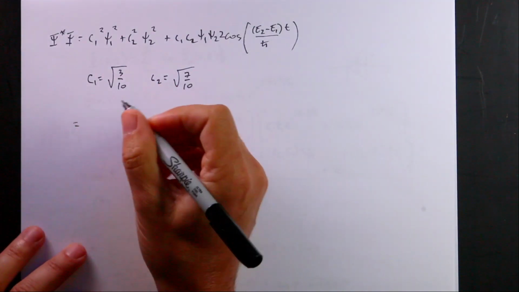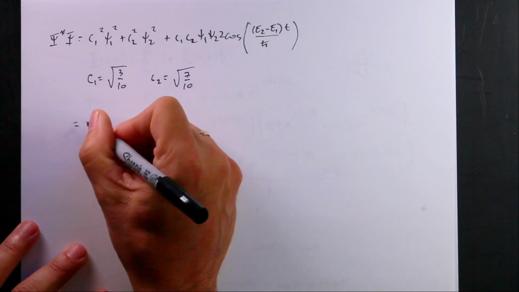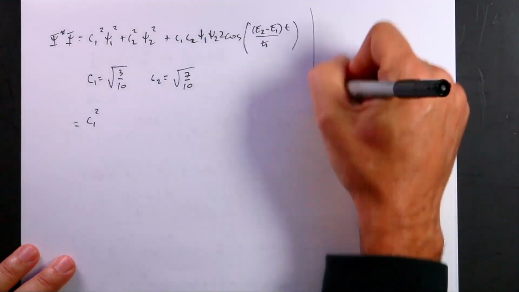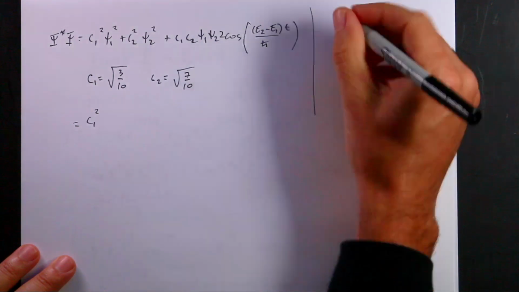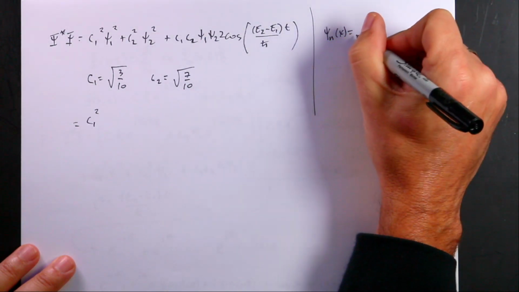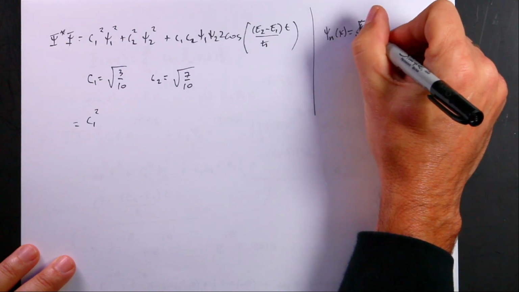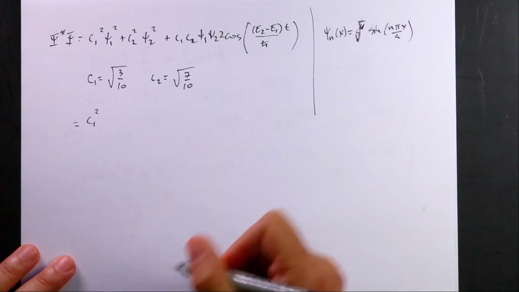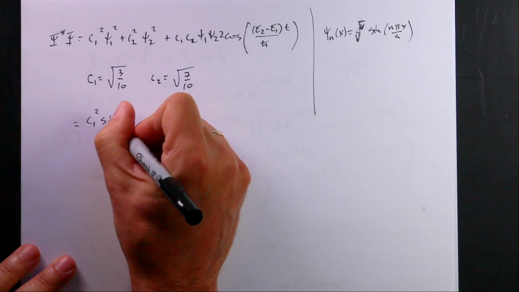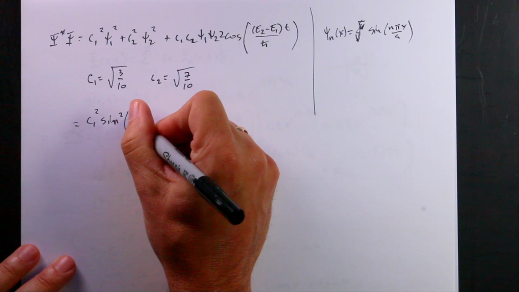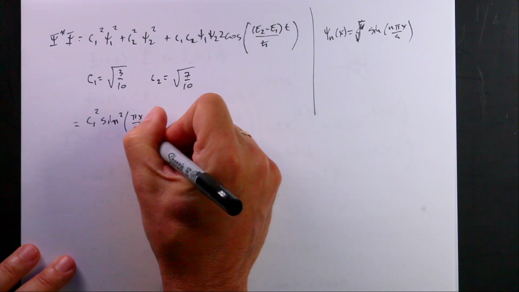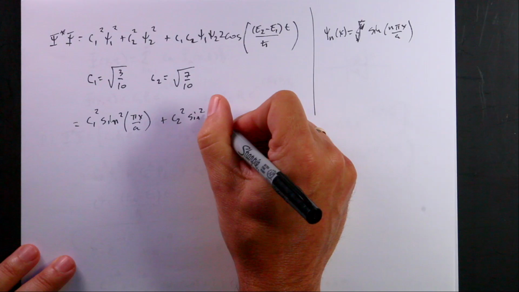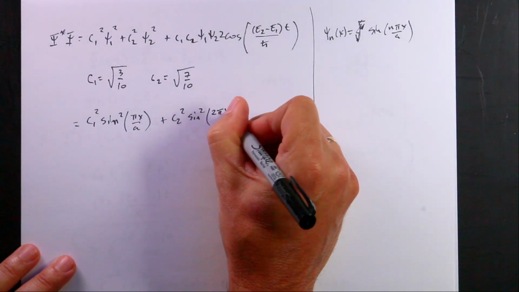So let's just write this out as much as we can. I'm going to leave the C1 squared as this because I know it's a constant. C1 squared, and then psi 1 squared is going to be, remember, psi of n x, square root of, I already have the coefficient up front, sine n pi x over a. So I'm going to square that, so I get sine squared of n, which is 1, so pi x over a. And now for that one, I get plus c2 squared sine squared, and that's going to be n, which is 2 pi x over a.